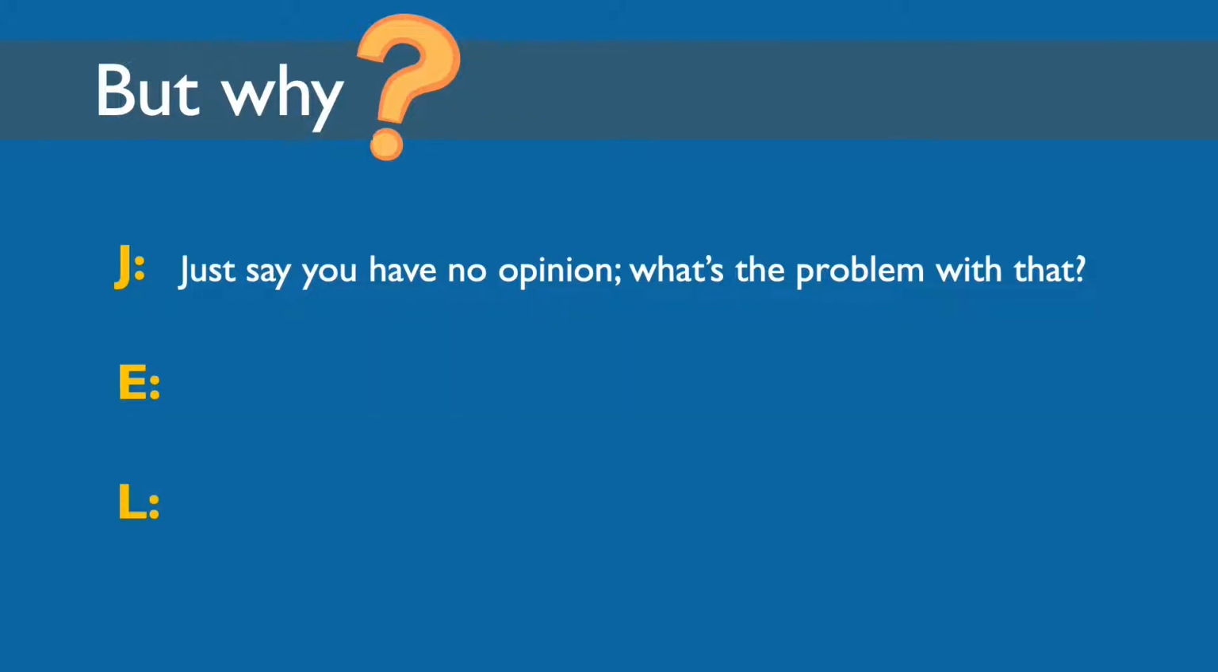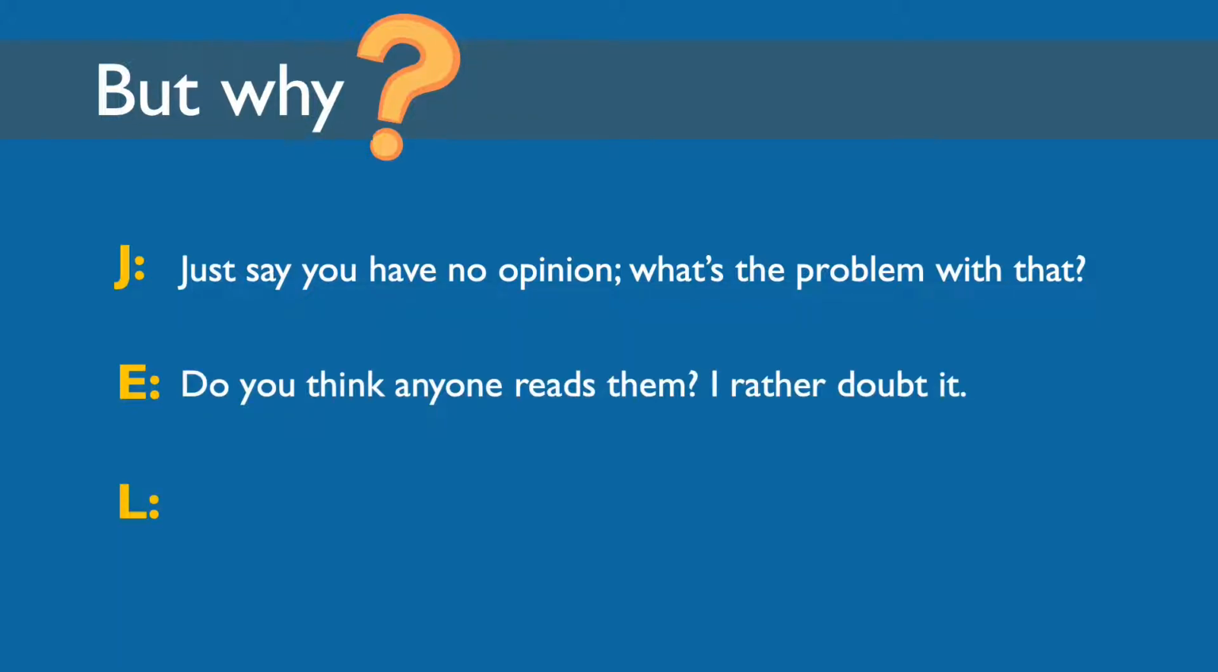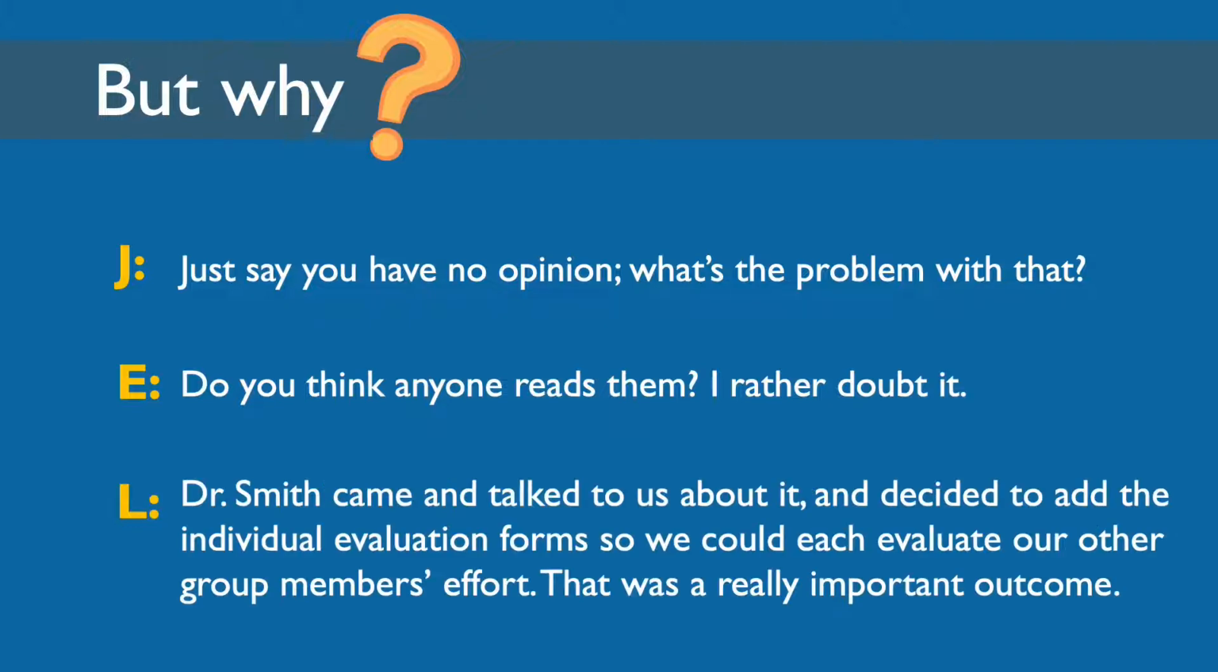Then, let's look at Ethan. He said this, which is another way of saying that it's probable that no one reads these evaluations. And finally, Lucy. She said this. This one's a bit longer, but the basic idea is that the important changes, or the outcome that she mentions, has been made because of the forms.